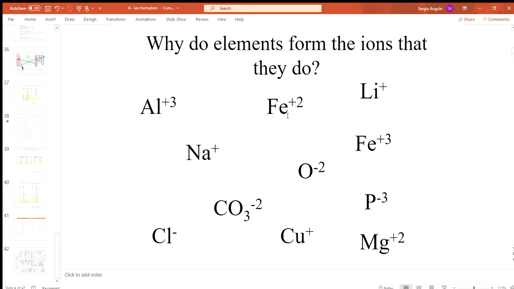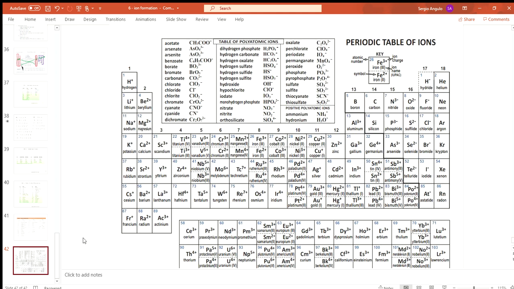How do you know what the charge is? Here's the nice thing: we're going to give that to you. You don't have to figure out what charge any of these transition metals are. This here is called the periodic table of ions. And I didn't show this to you before because I wanted you to be able to at least do the main group elements without using this, but with using a general periodic table. Because you won't always have this. This is sometimes kind of hard to find. It's not ubiquitous, not found easily, like the periodic table is.